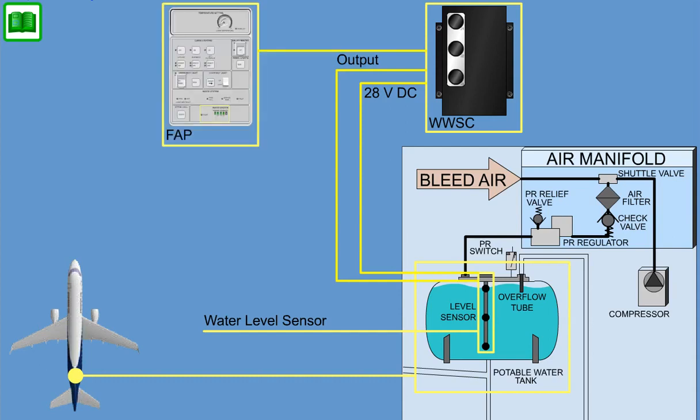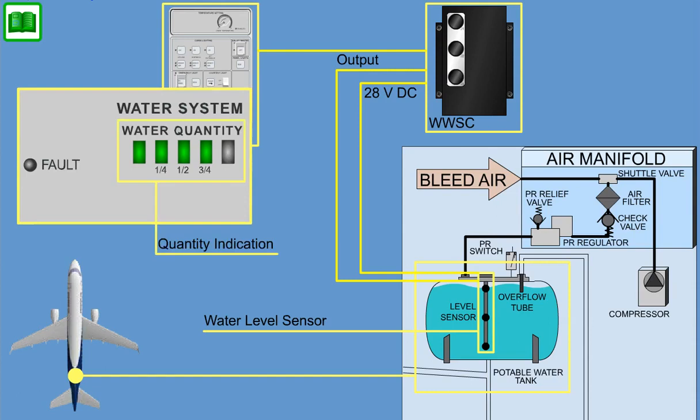The aft flight attendant panel provides water quantity indication and system fault indication to the cabin attendants. Water quantity is provided at 0, 25, 50, 75, and 100% tank volume levels.